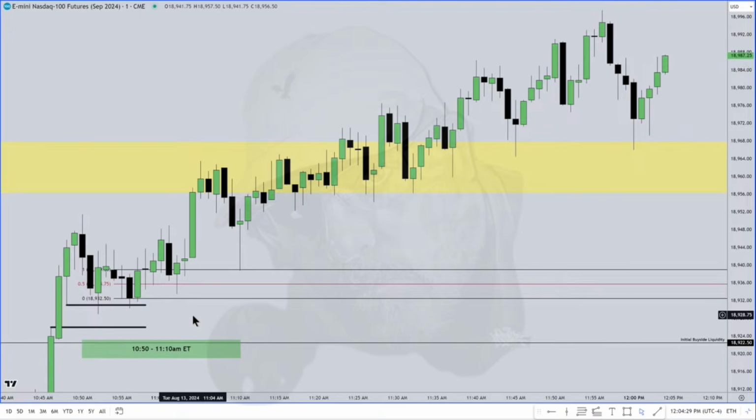But at 10:50 for the hour at 11 o'clock, 10 minutes before 11, and 10 minutes after 11. That's a 20-minute interval. Okay? What occurs is the market will seek either inefficiency, like this gap here, or it will seek liquidity.